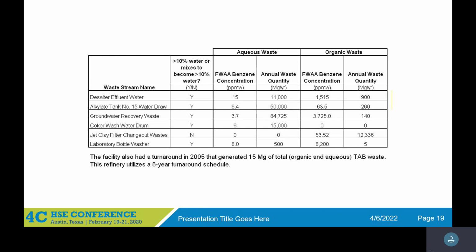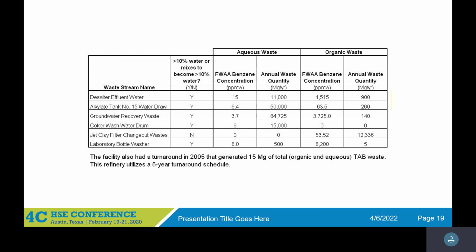Your coker wash water drum, what did you guys get? That's right. Your filter changeout waste. It's not included. Why is it not included? Less than 10%, and it never comes and goes with water. You take those filters outside. You don't put it in the sewer in this situation. So that's a big 0. Your laboratory bottle washer, what did you guys get for that number?